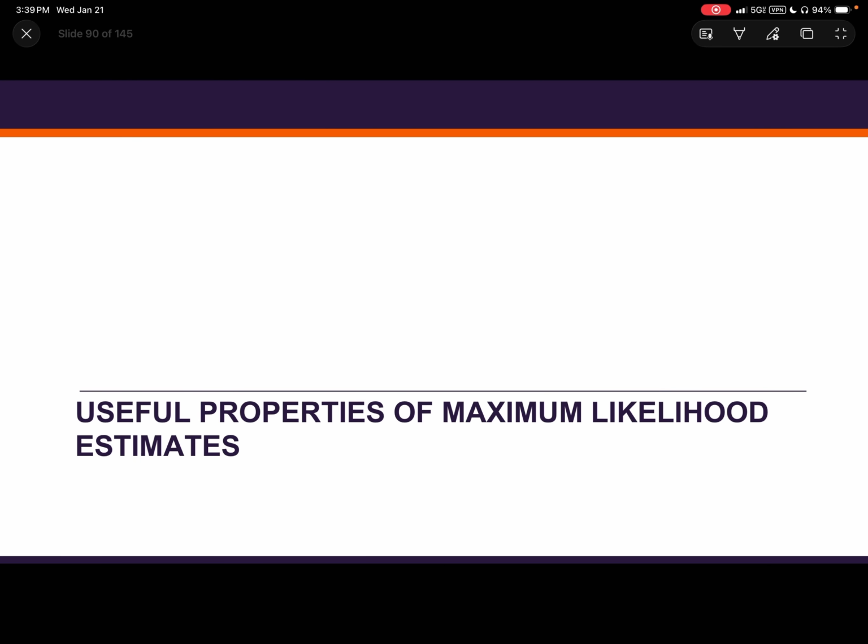Okay, now let's talk about those useful properties of maximum likelihood estimates and how we can put them to use for us.